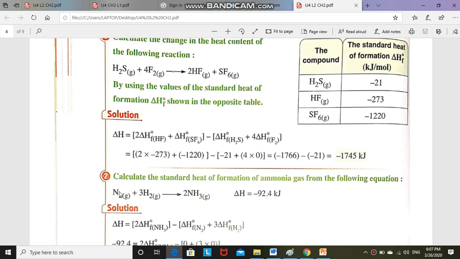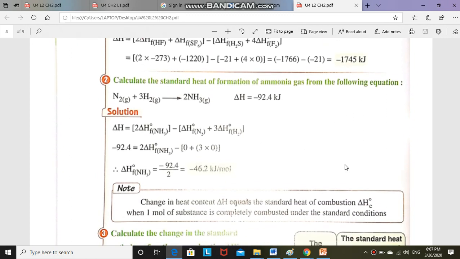Okay, so we take the values of standard heat of formation: 2 times negative 273 plus negative 1220, minus negative 21 for hydrogen sulfide plus 4 times 0. We said that the standard heat of formation of any element equals 0. So the result will be negative 1745.